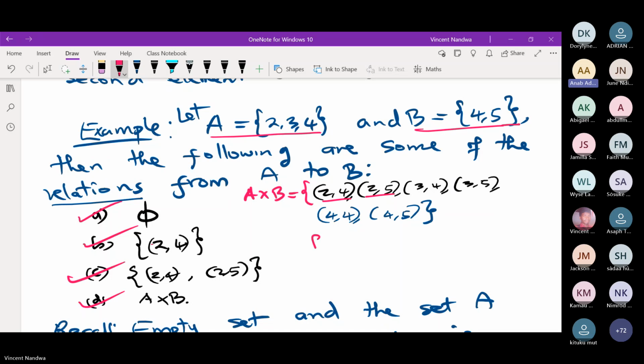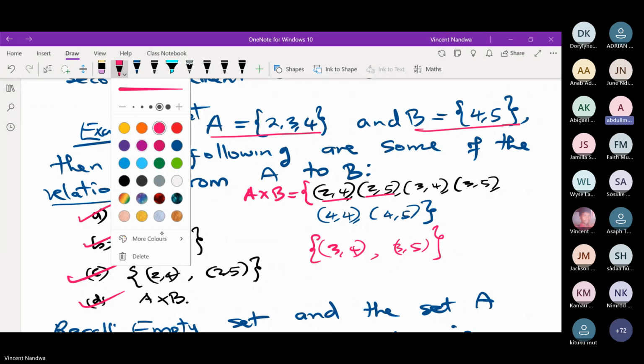(3,4), (3,5). Correct. So these are two elements within A cross B, and when you use them to form a set, then we are sure that that set actually is a subset of this bigger set A cross B. So this is also another possibility. Any other?